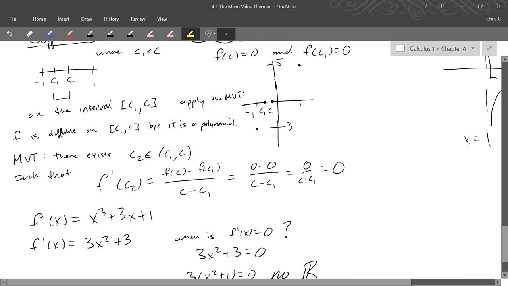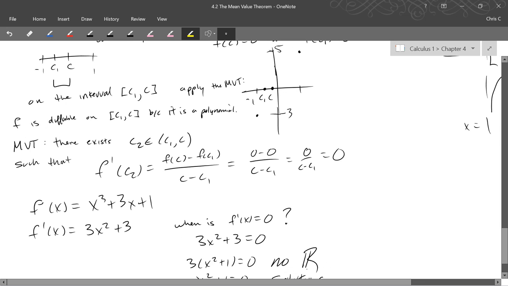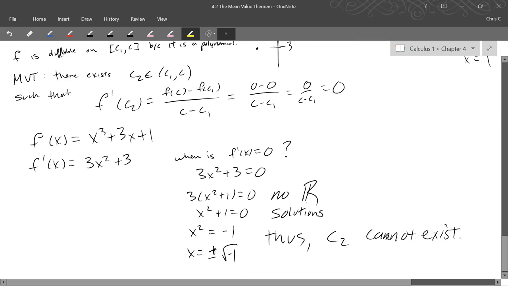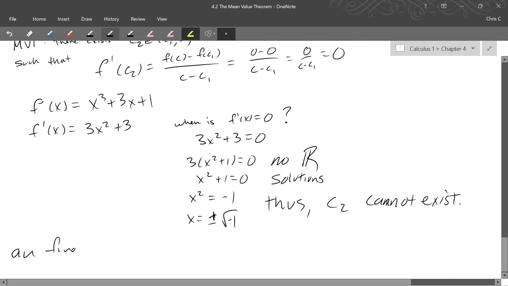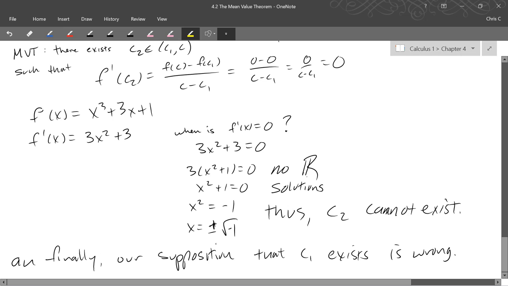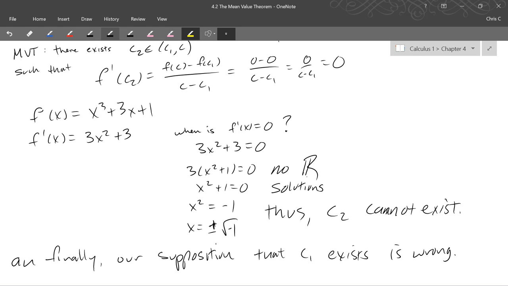So mean value theorem gives us correct results. So because the result we got was impossible, it means our situation before that was not possible. So we contradicted the supposition somewhere. Ah, I underlined it. We contradicted our supposition right here. So our supposition must be wrong. All right, so there is no other x value that makes this 0. Because if there is, that leads to a contradiction. So there can't be.